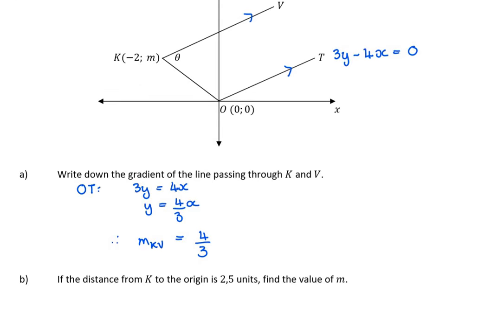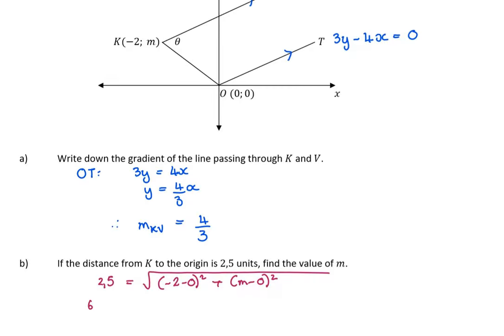Next one: if the distance from K to the origin is 2.5 units, find the value of m. So this is a standard working backwards question. So my distance is 2.5, so 2.5 is equal to the square root of (negative 2 minus 0) squared plus (m minus 0) squared. Now I would prefer to square both sides immediately because I don't like square roots. So 6.25, negative 2 squared is 4, plus m squared.